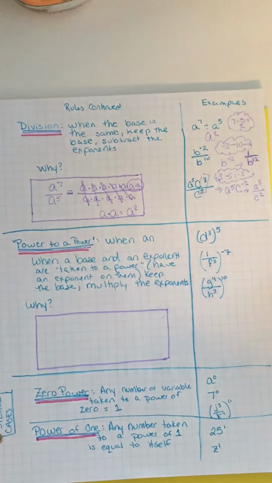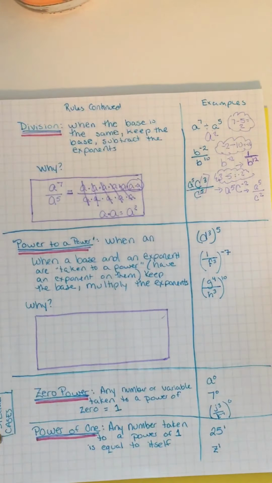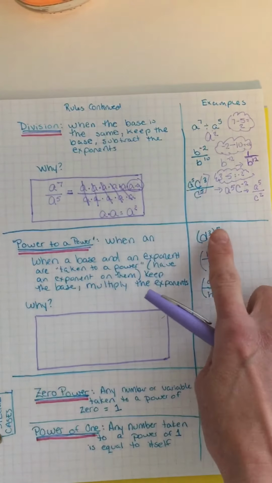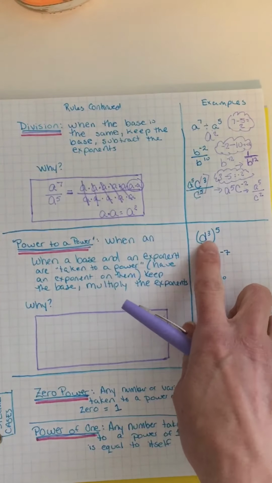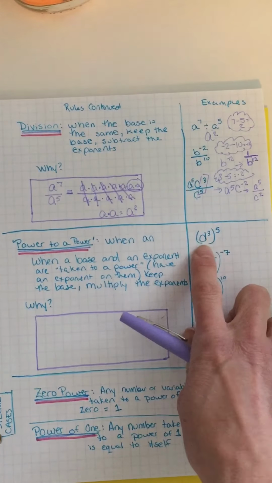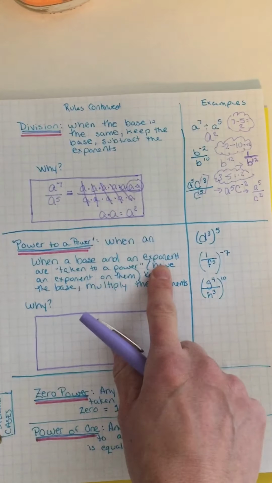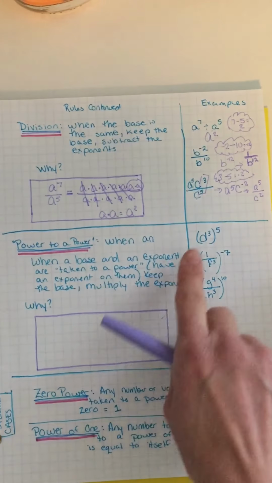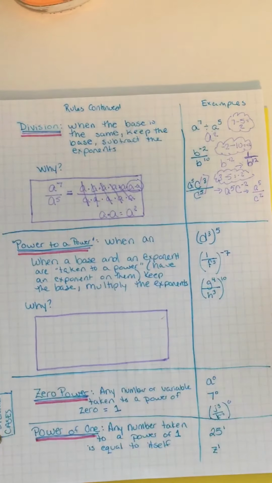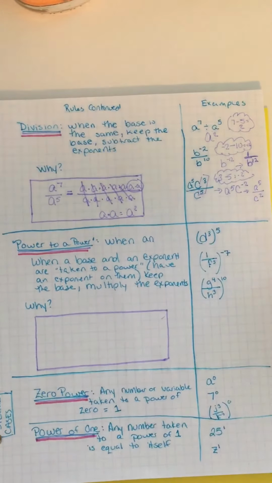The other thing that you'll sometimes see is, what does it mean to have a power to a power? Sometimes when we're talking about something with an exponent, we say taken to a certain power. So I could say d to the third, or d cubed, or d taken to the third power. When I have a base and an exponent, and both of those are taken to a power, and normally you'll know that because you'll see these parentheses there, you want to keep the base and multiply the exponents.